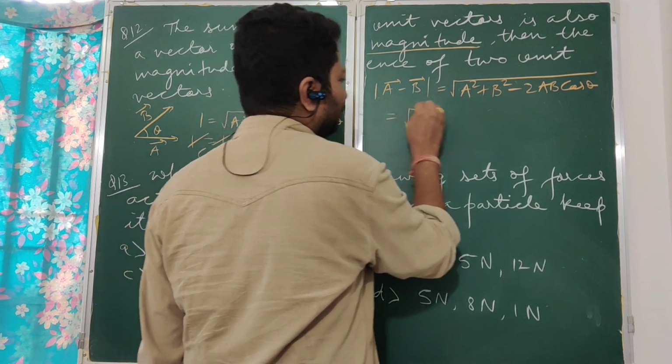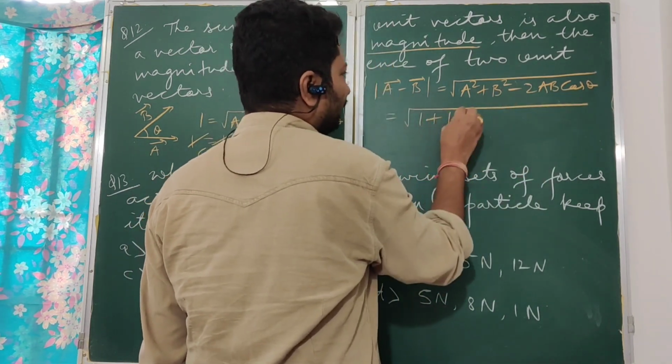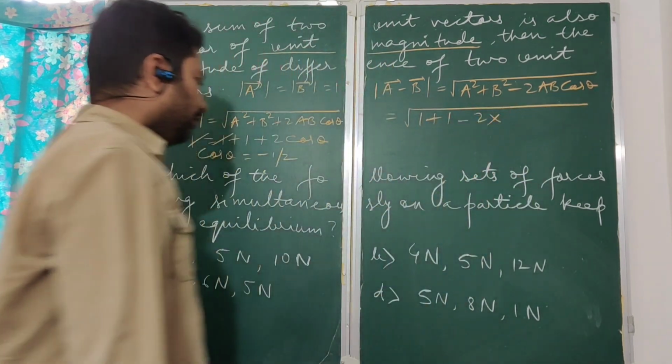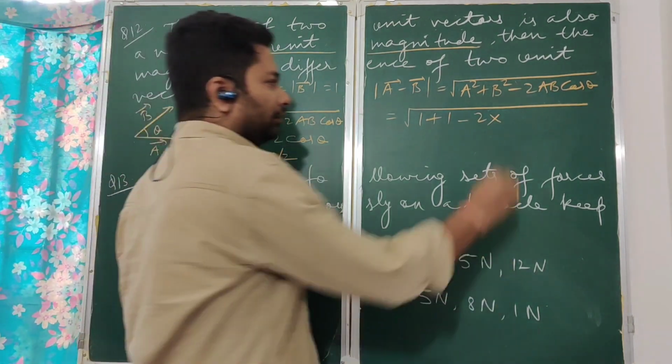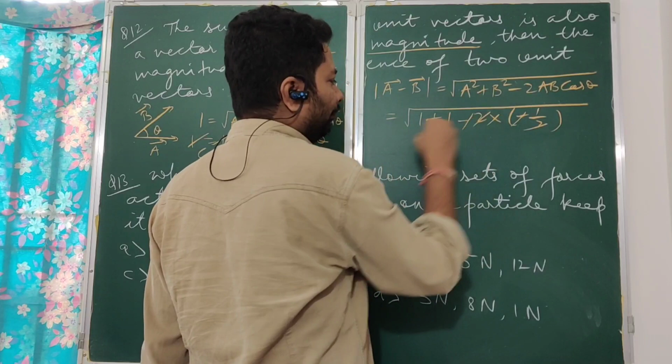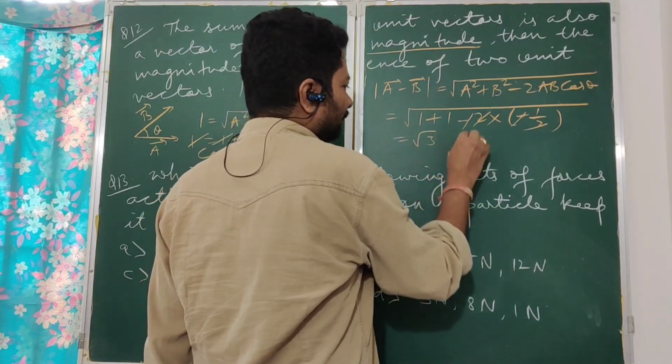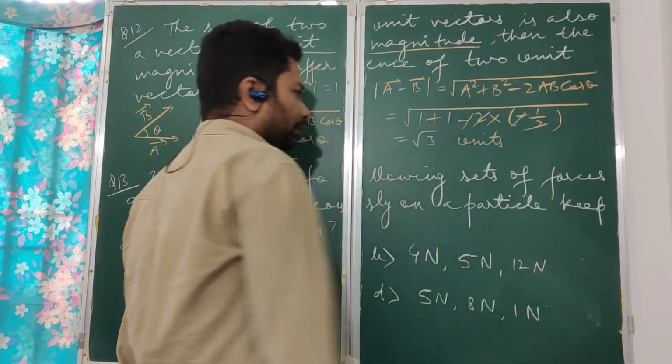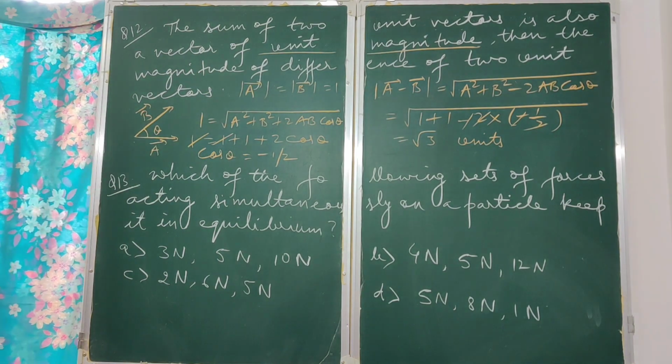So let us substitute the values. 1 plus 1 minus 2. What is cos theta? It is minus half. So put here minus half. So it will become plus 1. So it is equal to root 3. So the answer will become root 3 units.